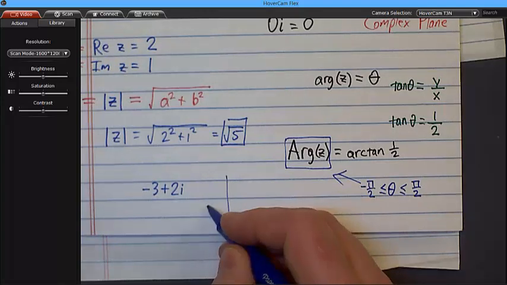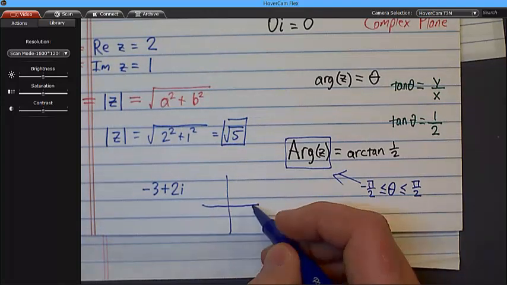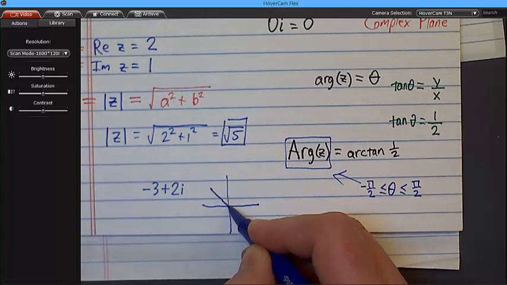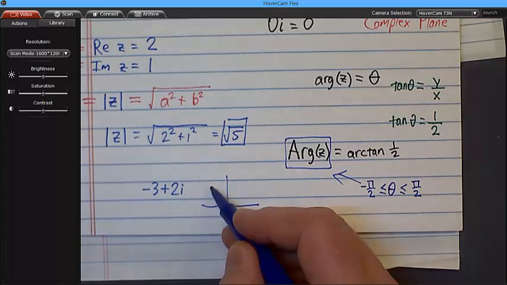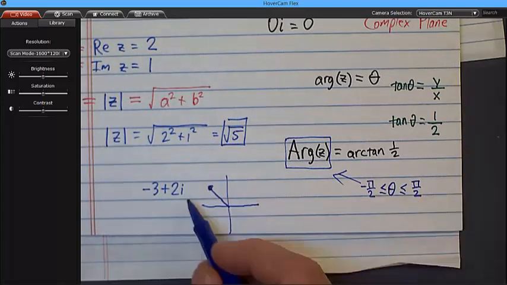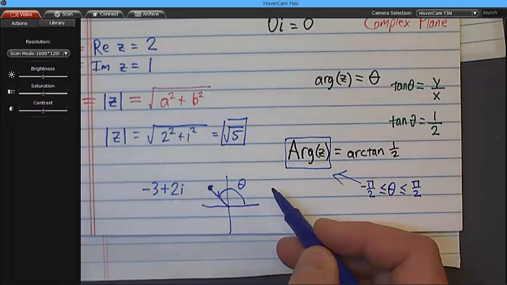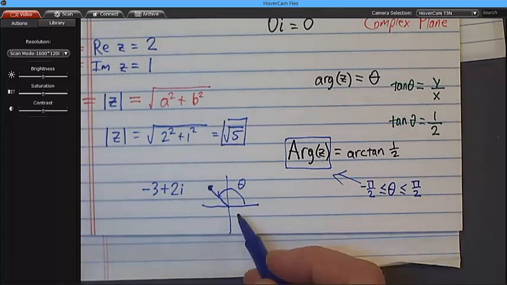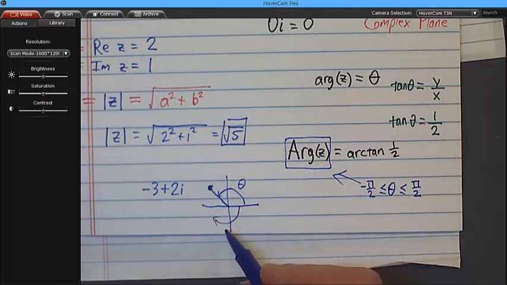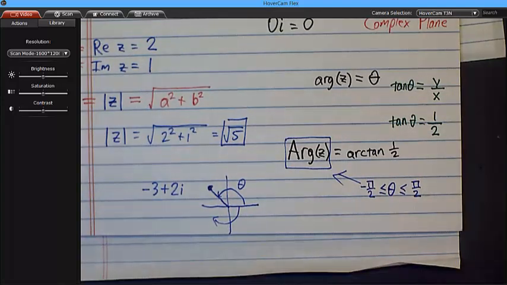Well, now you're in quadrant 2, aren't you? And so if you're over here, and say that's my negative 3 plus 2i, do you see how theta is going to be bigger? We want to always either rotate that way or this way. And so, yeah, I'm going to take back what I said and correct it.